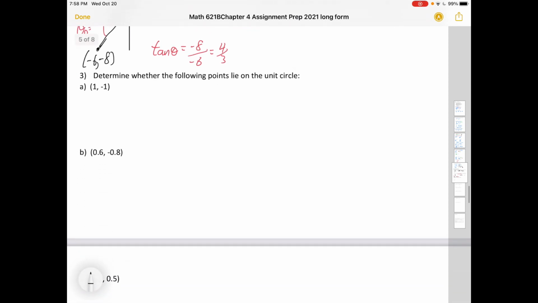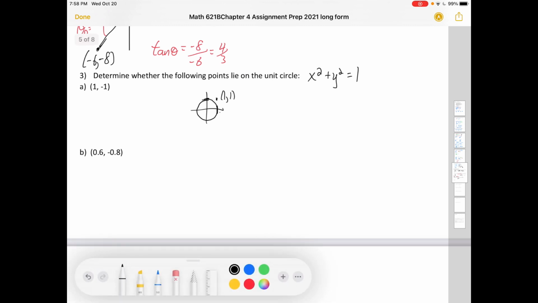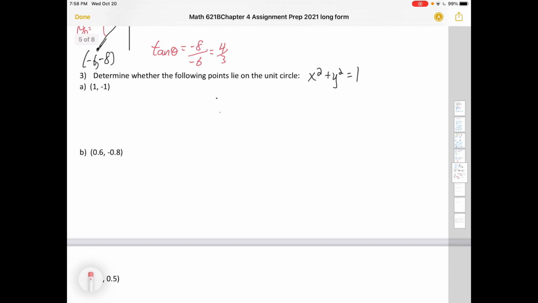Determine whether the points lie on the unit circle. The equation of the unit circle is this: x squared plus y squared equals 1. So really, we're just wondering, do these points work in the unit circle? Now, I could also think about this just as a matter of course. The unit circle looks like this. There's 1. Is there any chance that 1, 1 lies on that circle? No, it's too far out. But we can show it algebraically, too.